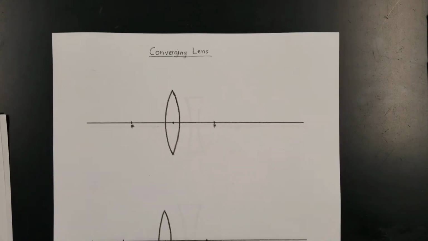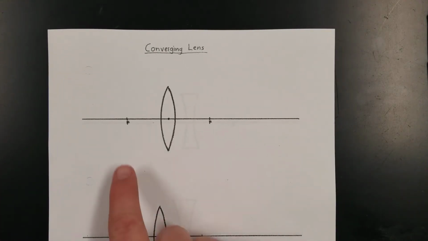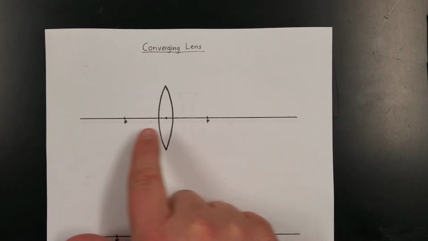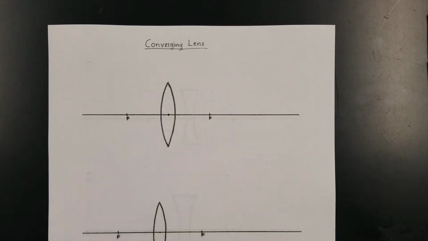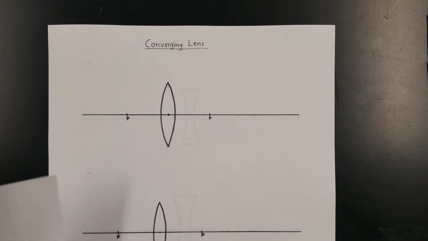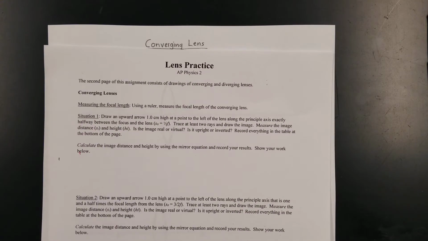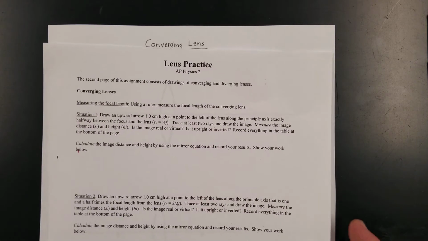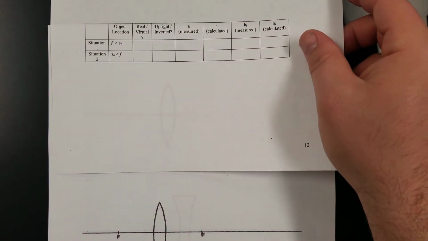Like we did with mirrors, I've drawn these things relatively to scale, and I've already got the foci plotted for you on here, because you can't just measure it the same way we did with mirrors. That's one difference. Over here I've got some directions and guidance for you, and then a table at the bottom of each page to summarize what you got so far.